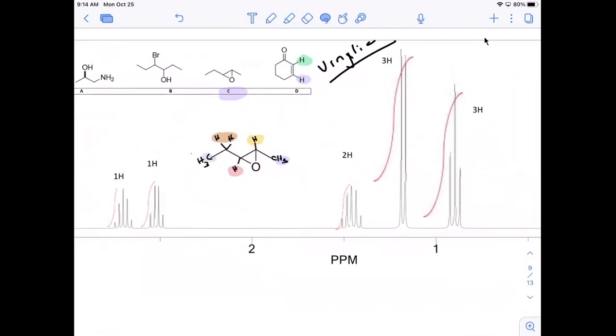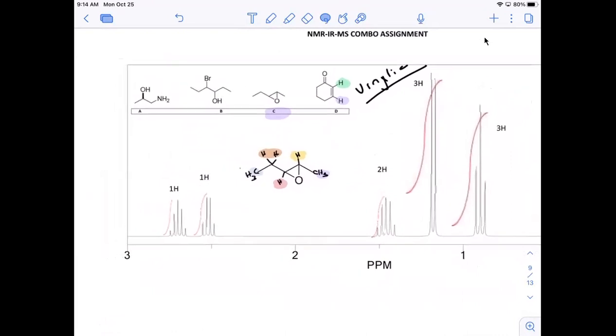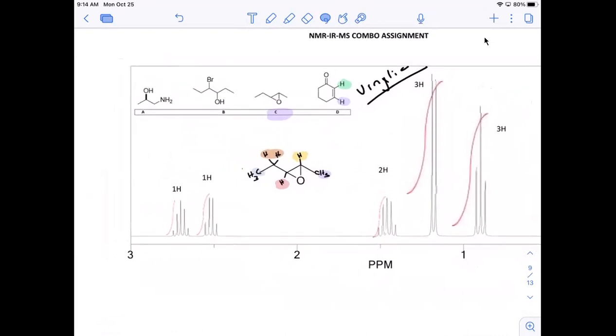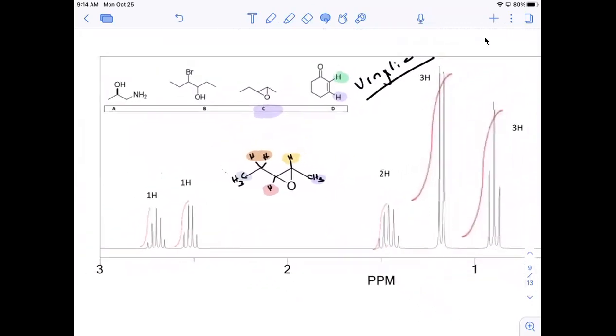Let's start with the CH3 on the left, the blue one, right? What should that signal look like? What should it be split into? And where should it show up? It's going to be a triplet. Definitely going to be a triplet.